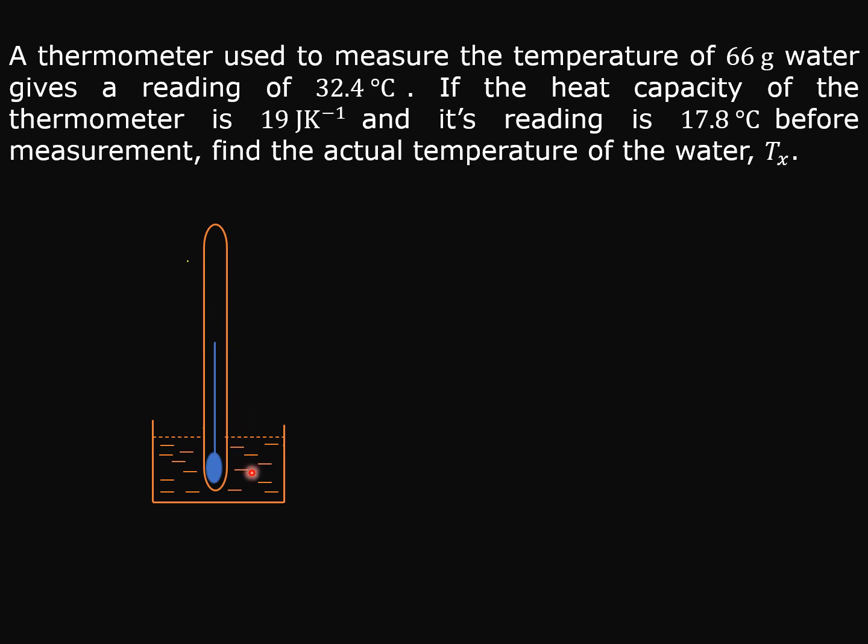When the water and the thermometer achieve thermal equilibrium, the net heat transfer from the water to the mercury becomes zero. Then the length of the mercury column becomes fixed. From the length of this mercury column, we can know from the calibrated scale the reading of the temperature of the water.